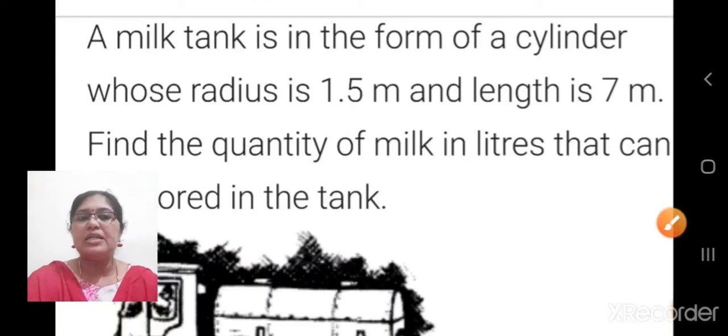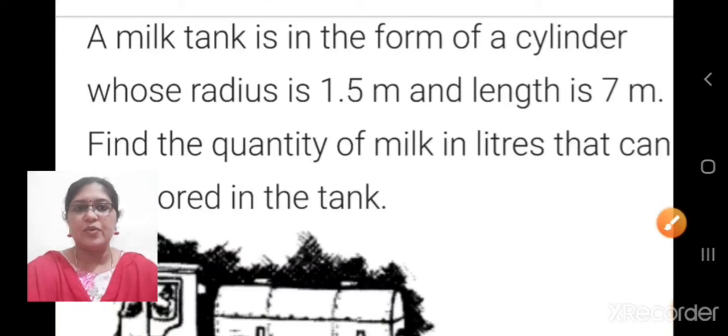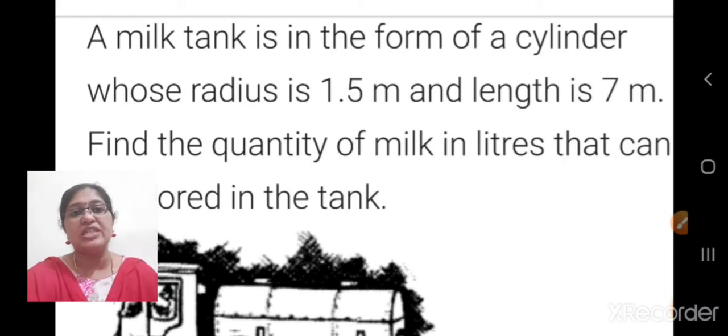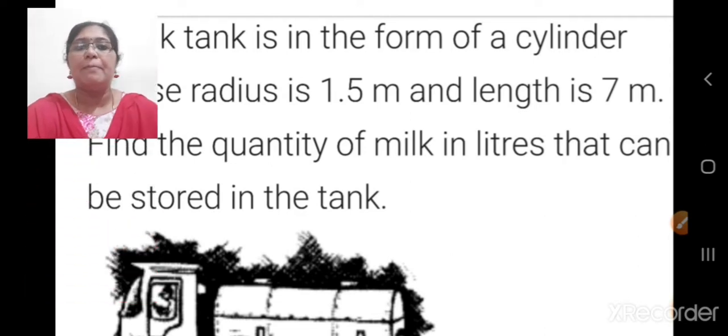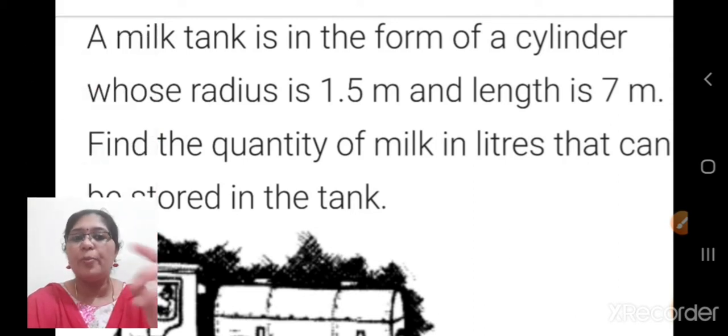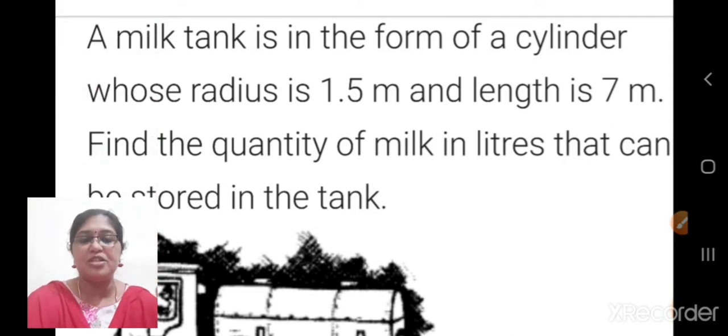Now question number 6. Let us read the question. A milk tank is in the form of a cylinder whose radius is 1.5 meter and length is 7 meter. Find the quantity of milk in liters that can be stored in the tank. So you should find how many liters of milk can be stored in this tank, where its radius is 1.5 meter and length is 7 meter.